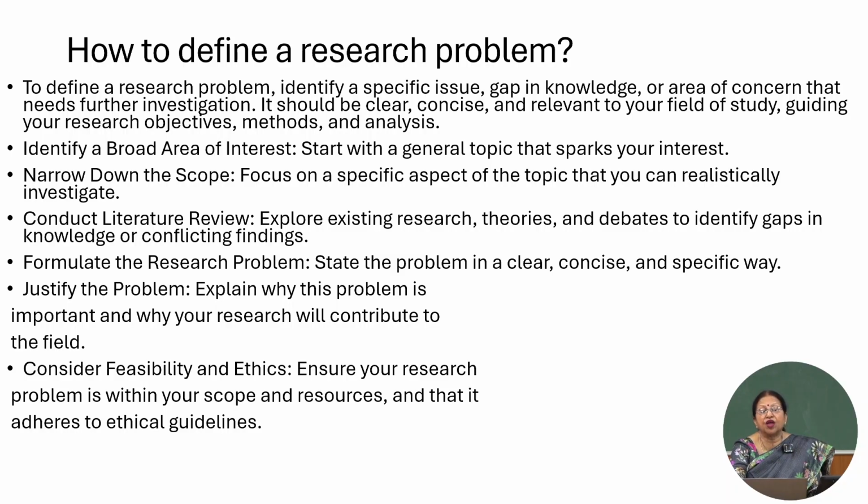Identify a broad area of interest. Start with a general topic that sparks your interest. Narrow down the scope. Focus on specific aspects of the topic that you may realistically investigate. Conduct literature review. Explore existing research, theories, and debates to identify gaps in knowledge or conflicting findings. Formulate the research problem. State the problem in a clear, concise, and specific way.